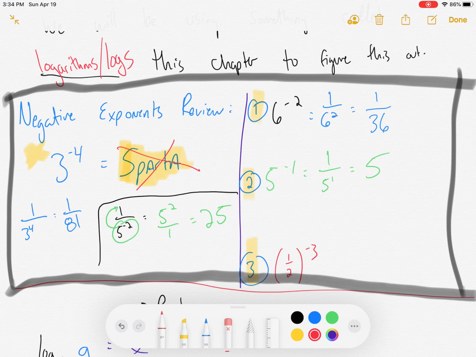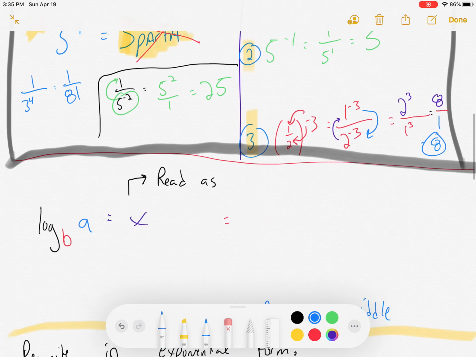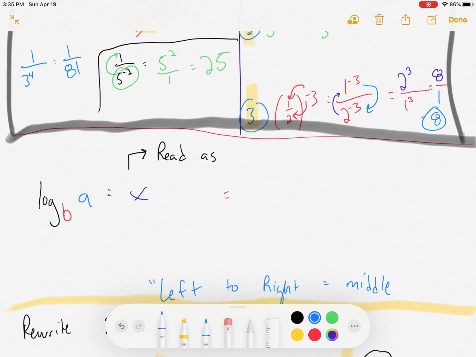Okay, number 3 is a little bit different because we have a fraction in parentheses raised to a negative power. If you remember our exponent rules, this negative exponent goes to everything inside. So I have 1 to the negative 3 over 2 to the negative 3. This goes to the top, and this goes to the bottom. They both become positive when that happens. So I now have 2 to the third over 1 to the third. 2 to the third power, if you look at your perfects card, or 2 times 2 times 2 in your head, you should get 8 over 1, which is just 8.